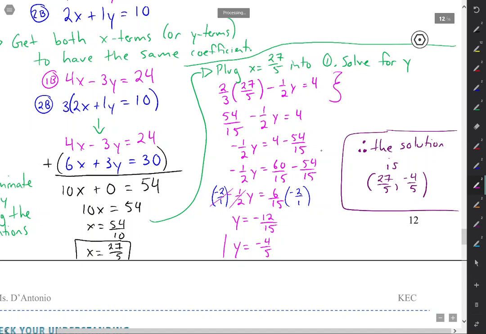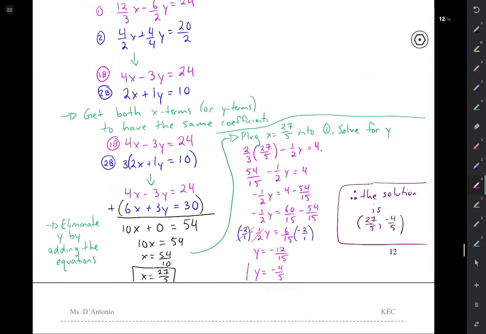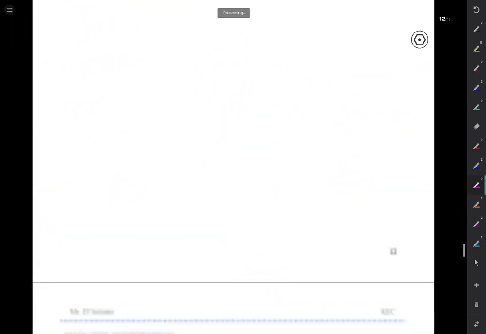Now, of course, you should be verifying your answer for this one, but I'm not going to do that step. If you want to verify that answer, feel free. But this is the solution for this question.